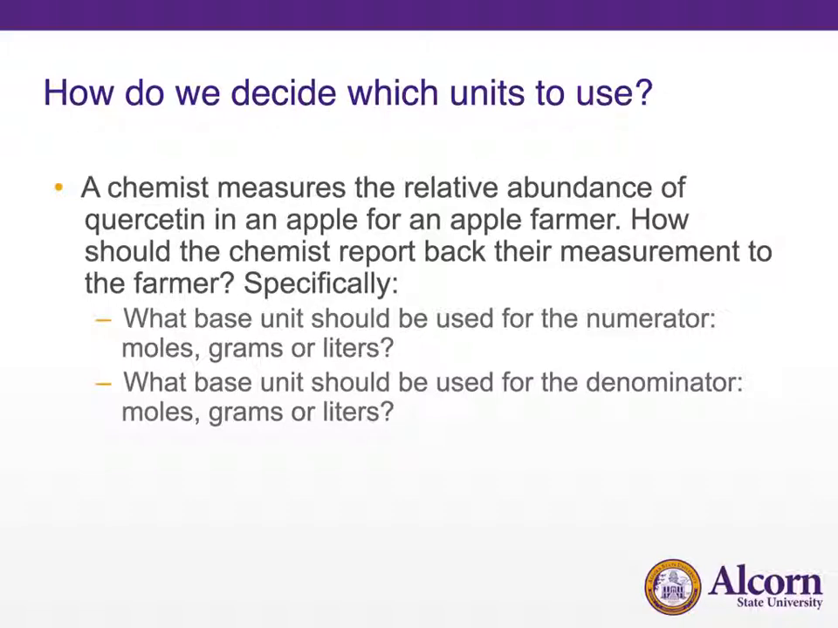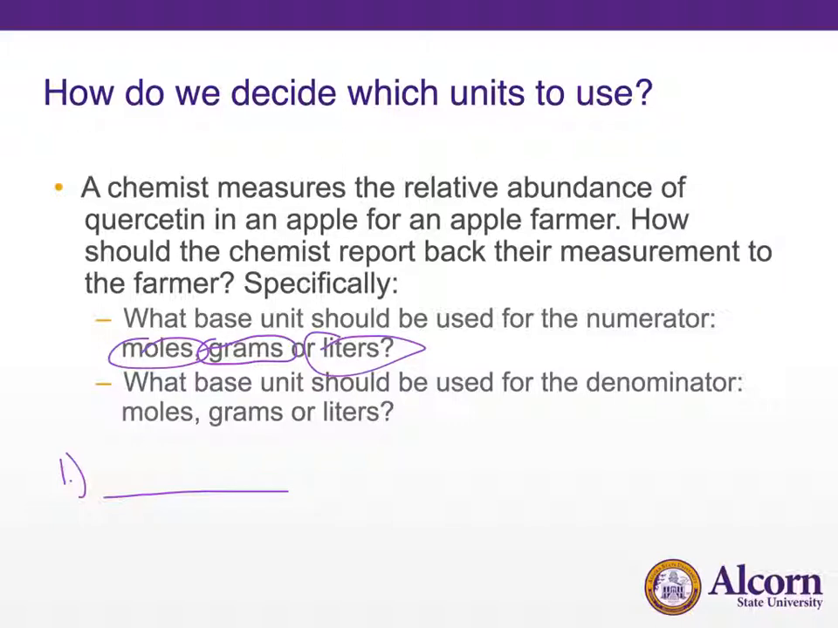When we do that, we first consider criteria 1 and 2 for both the numerator and the denominator. First, the numerator. What goes on top? Criteria 1 is who is the audience. Criteria 2 is what's most easily measured. And we go from there. All right, so criteria 1. What goes in the numerator? Criteria 1 is that it's a farmer. So do we want to express the numerator to a farmer in terms of grams, moles, or liters?